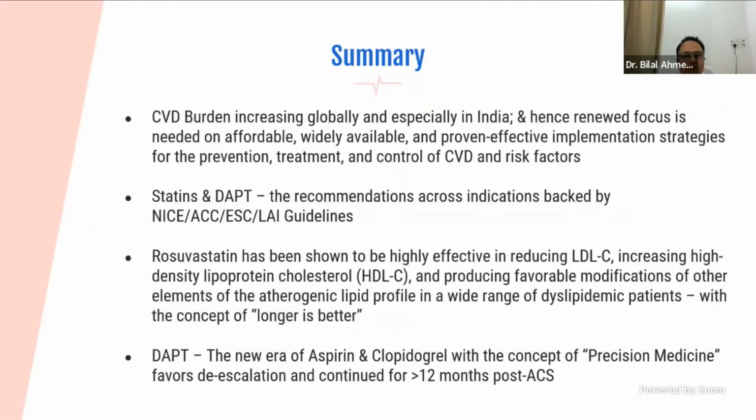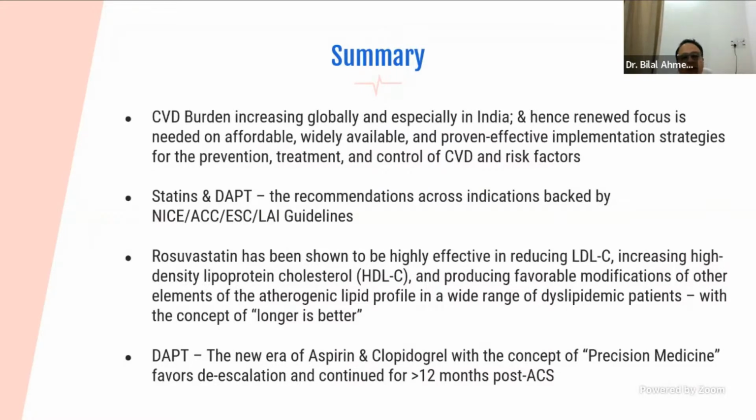Cardiovascular burden is increasing globally, especially in India, so the renewed focus is on affordable and widely available, effective prevention strategies. Prevention is better than cure. So to prevent coronary events, we should start statins in patients who have high LDL levels and treat them to prevent cardiovascular events.